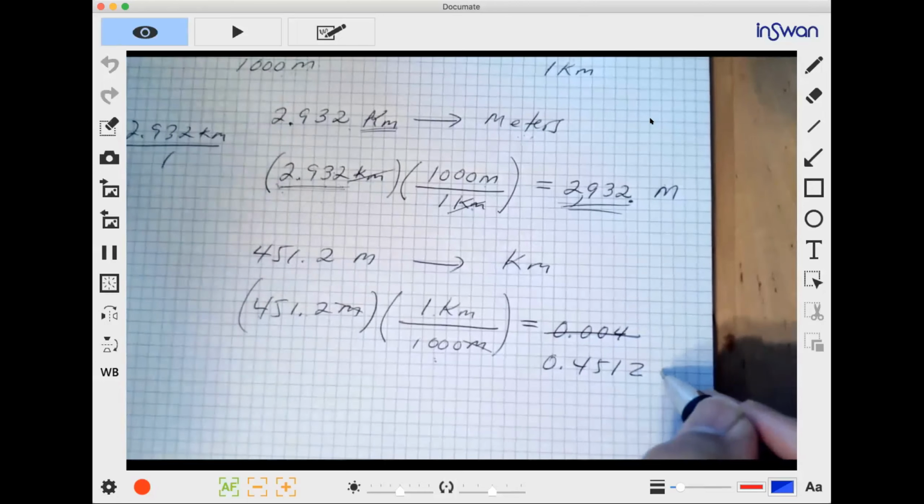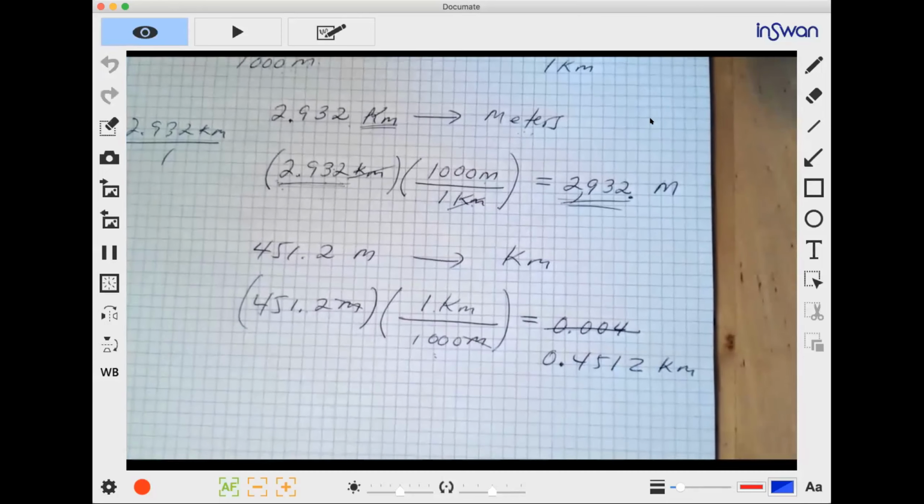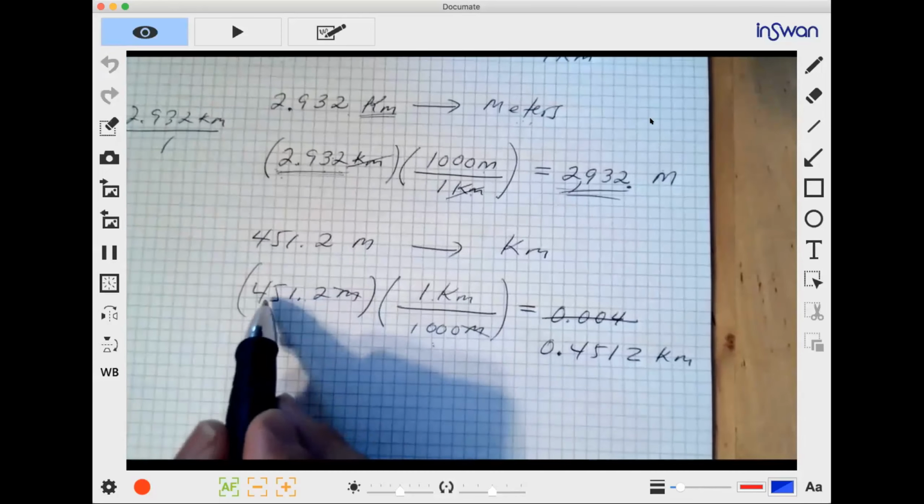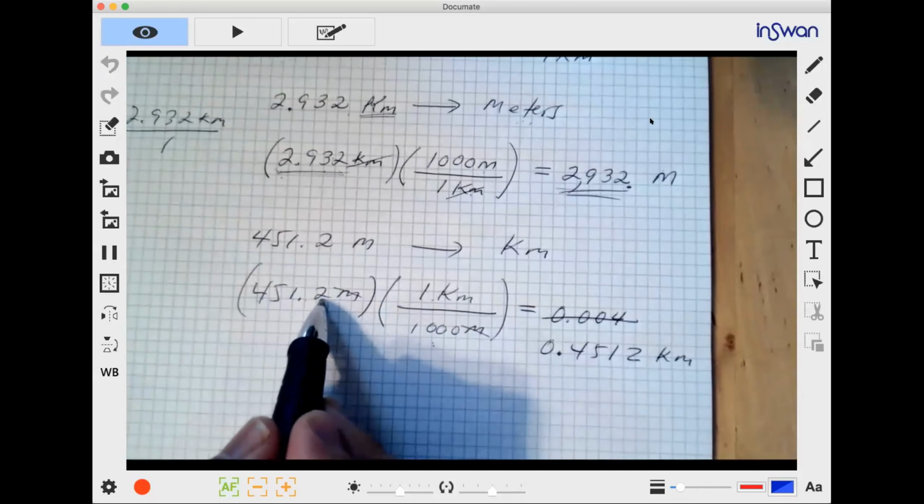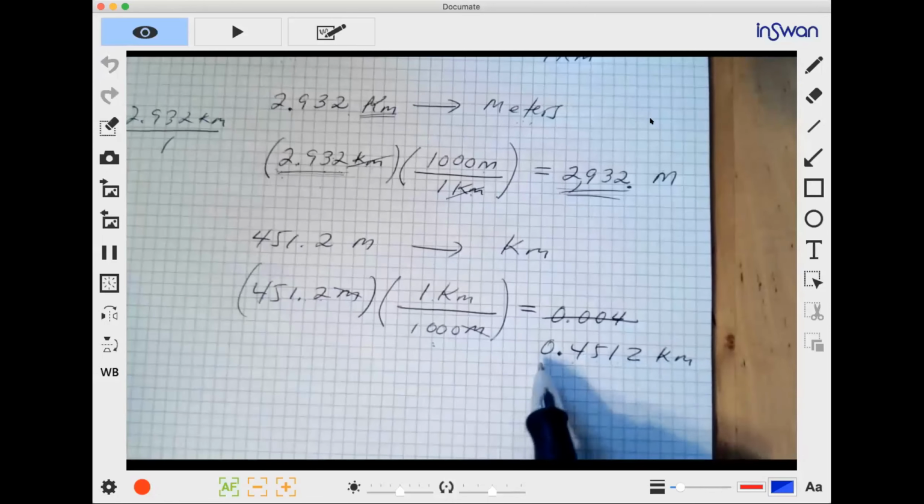0.4512 km. Now let's talk about significant digits. This number right here has 1, 2, 3, 4. This number has to have 1, 2, 3, 4. This is just a placeholder. And that would be the answer.